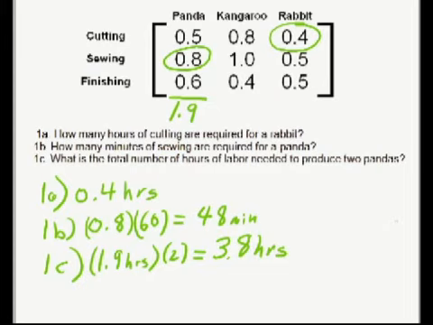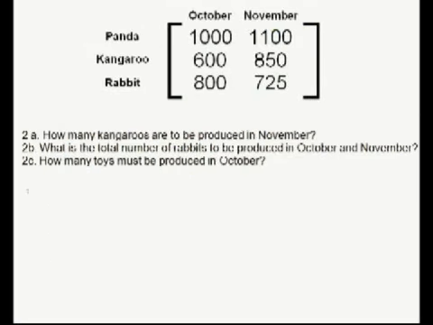Now let's take a look at the second matrix you'll need in today's lesson. This company has received orders for the months of October and November. This matrix shows the number of each type of toy to be produced each month. Please pause the video now and give me your best answer to these 3 questions.